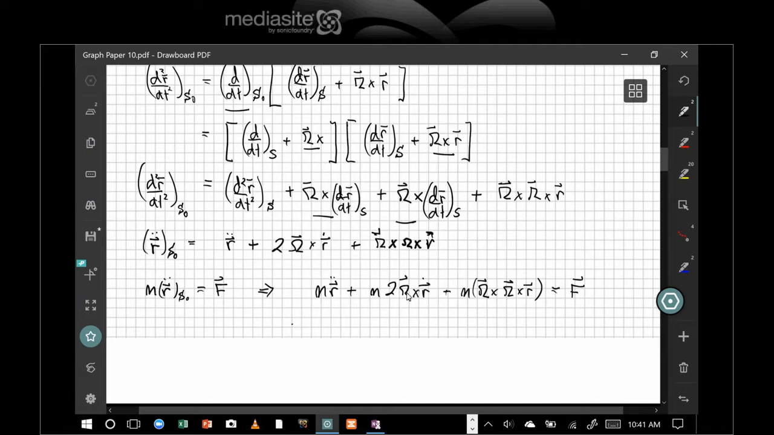Now at this point, in the end, I don't really want to ever work in the S naught frame. So using your book's notation, it's just going to say this R is in the S frame, so we're just going to write it as R. So I have R double dot there, and then I have here 2. Now remember, this term and this term are the same, so I'm going to add them up. I'm going to get 2 of those plus R dot, again, R dot is in the S frame. And then finally, I'll get this cross term here.